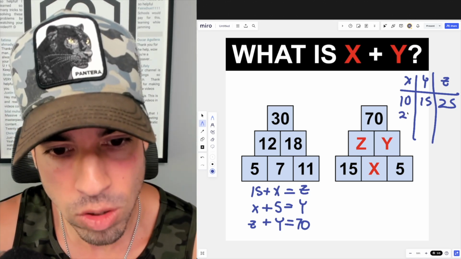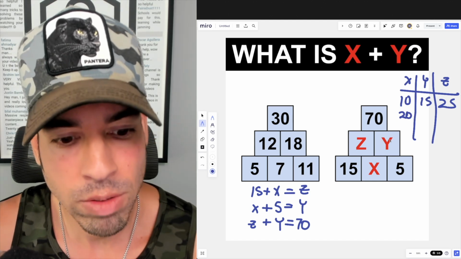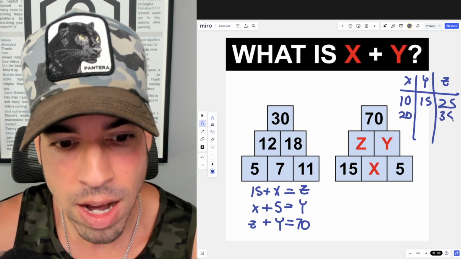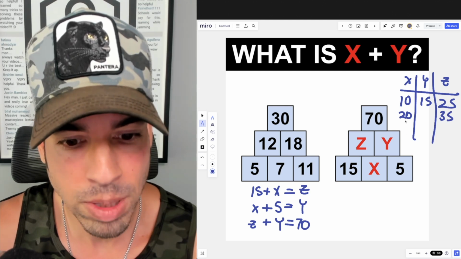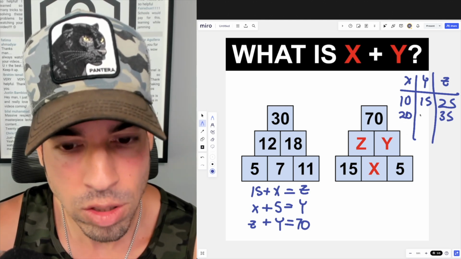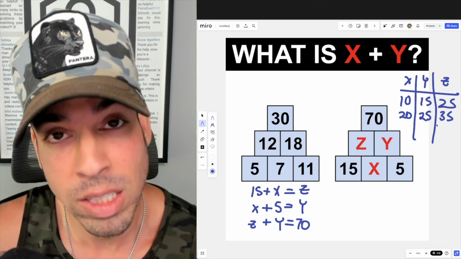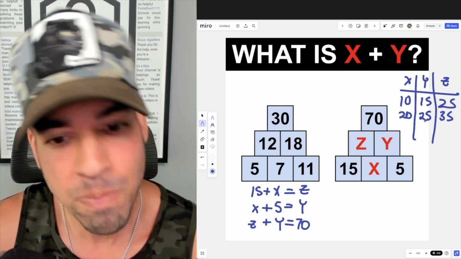Let's try x to be 20. So now we've got 15 plus 20 is z, that is 35. And for y, it's going to be 20 plus 5, which is 25. 25 plus 35 is 60. So that's getting us much closer to the mark, but still a little bit off.